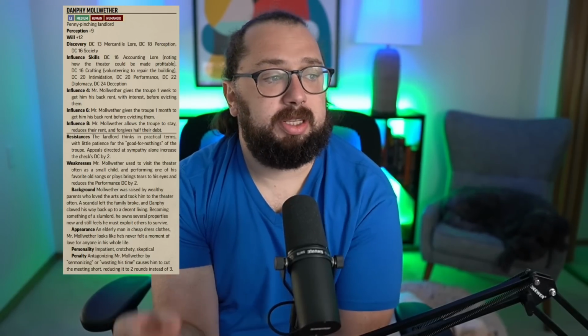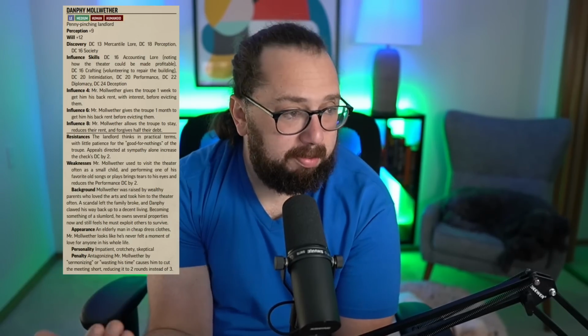So these are all things that are on the NPC stat block. Looking at the NPC stat block, things that you can learn if you successfully roll in one of these discovery skills: influence skills, DC 16 accounting lore, and it gives in parentheticals, like noting how the theater could be made profitable, DC 16 crafting, offering to repair the building, DC 20 intimidation, 20 performance, 22 diplomacy, or 24 deception. So the other thing is you always keep your social skills in there. You always keep intimidation, persuasion, diplomacy, and deception as options. It's just that some people are going to be more or less receptive to that.